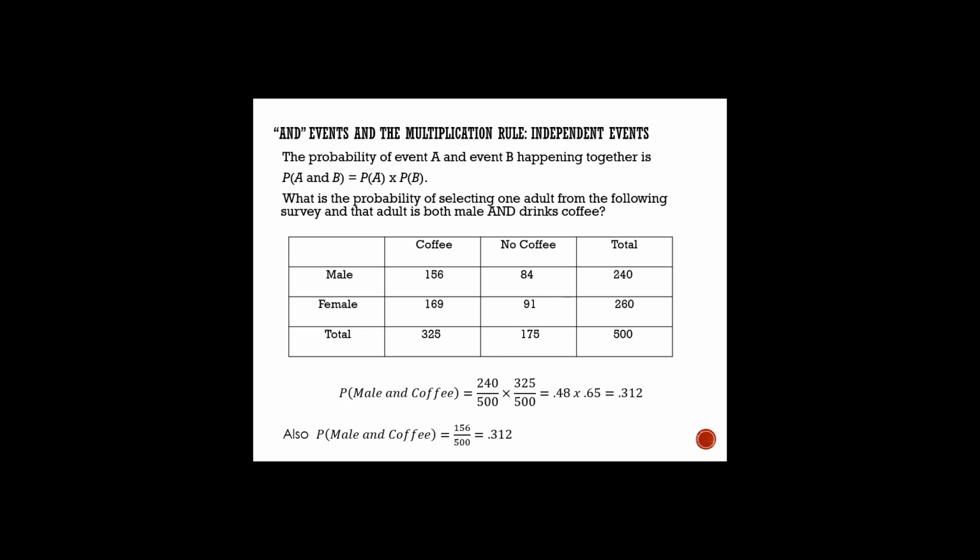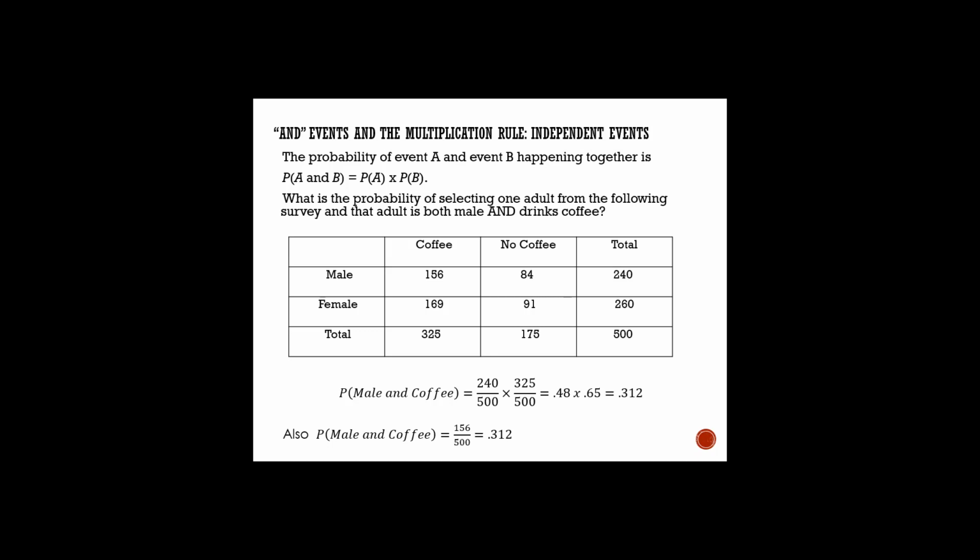But I want you to notice something. When I look at male and coffee, I realize these are not mutually exclusive. I can find a number in my contingency table that is both male and likes coffee. Well, there's 156 of them. This time, if I write it over the total down there of 500, I'll get the same number, the same percentage. It's a shortcut, if you will. It's a shortcut to the multiplication rule.